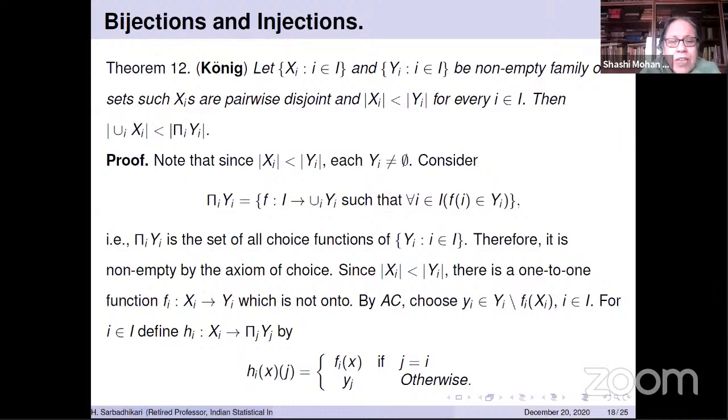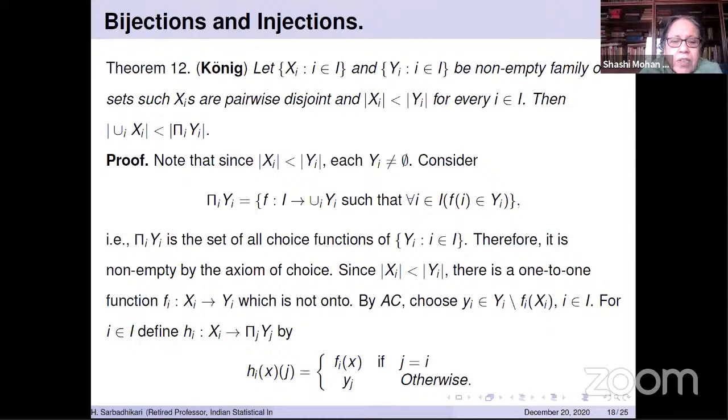That will say the injection gives that the cardinality of the union of Xi is less than or equal to the cardinality of the product of Yi's. And then if I can show that there is no onto map, then I'll be done, right? That means there's no bijection, so they cannot be equal. So the strict less than comes. All right, everyone?